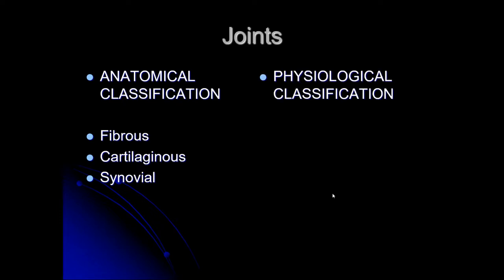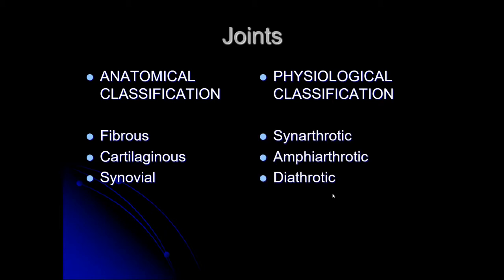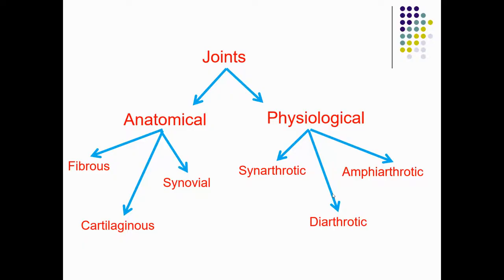There's also, though, a physiological classification, which remember is based on movement. And we have synarthrotic, amphiarthrotic, and diarthrotic joints. Remember that all joints can be classified both ways. If we look at a flow chart, this is what it looks like. Your book uses the anatomical classification system, and that's what we're going to use.